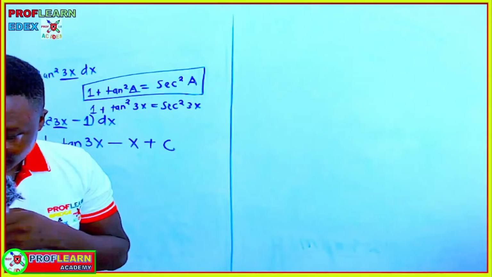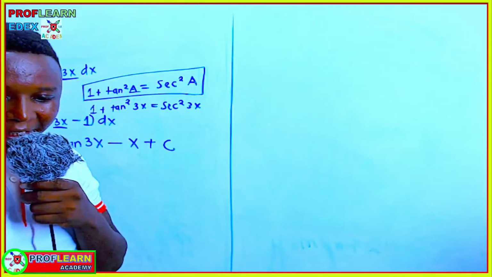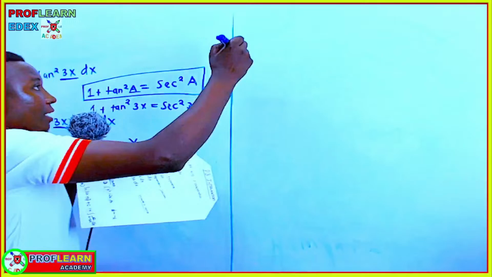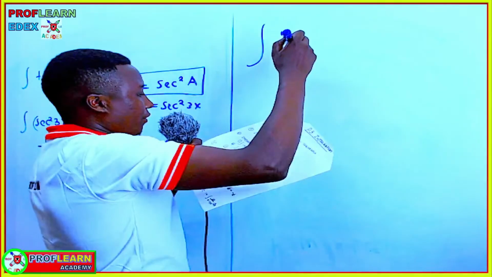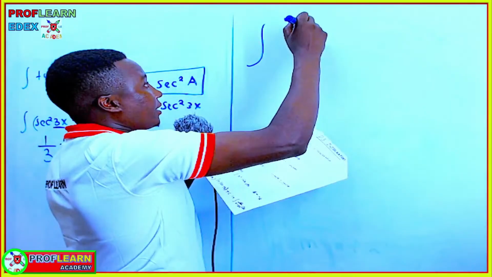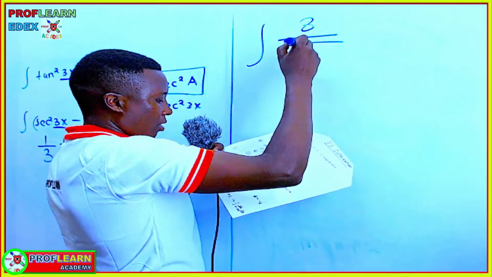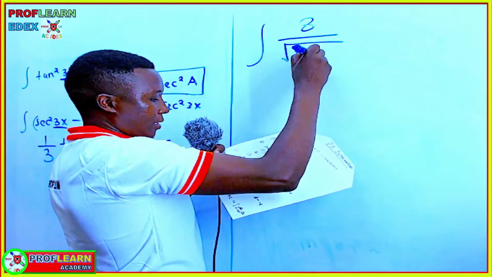Another integration technique you need is whereby you have a function like this. If you are told to integrate a function that is like this, you have 8 over square root of 5x minus 5.